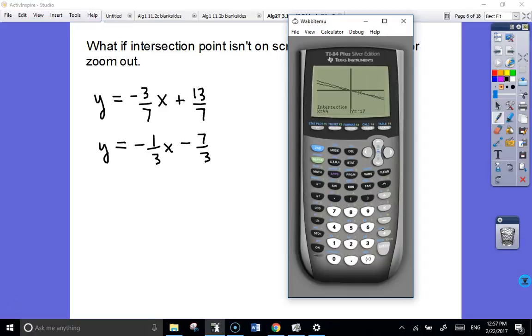Again, how am I going to go back to the standard resolution? Because I don't want it to be zoomed out twice. Do a zoom 6. When you do zoom 6, you don't have to hit enter. It does it right away.